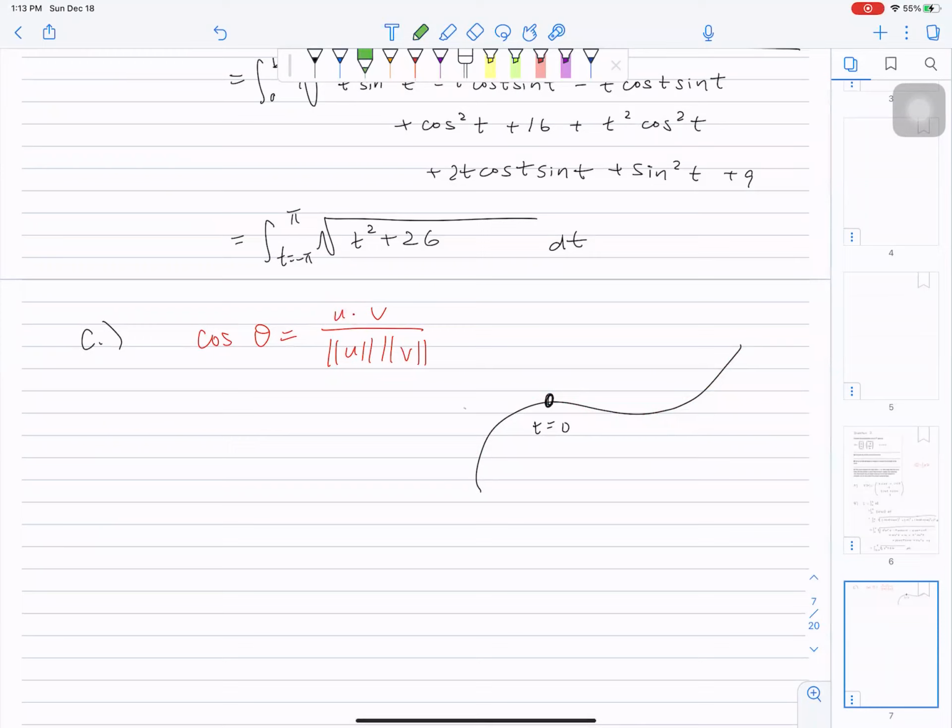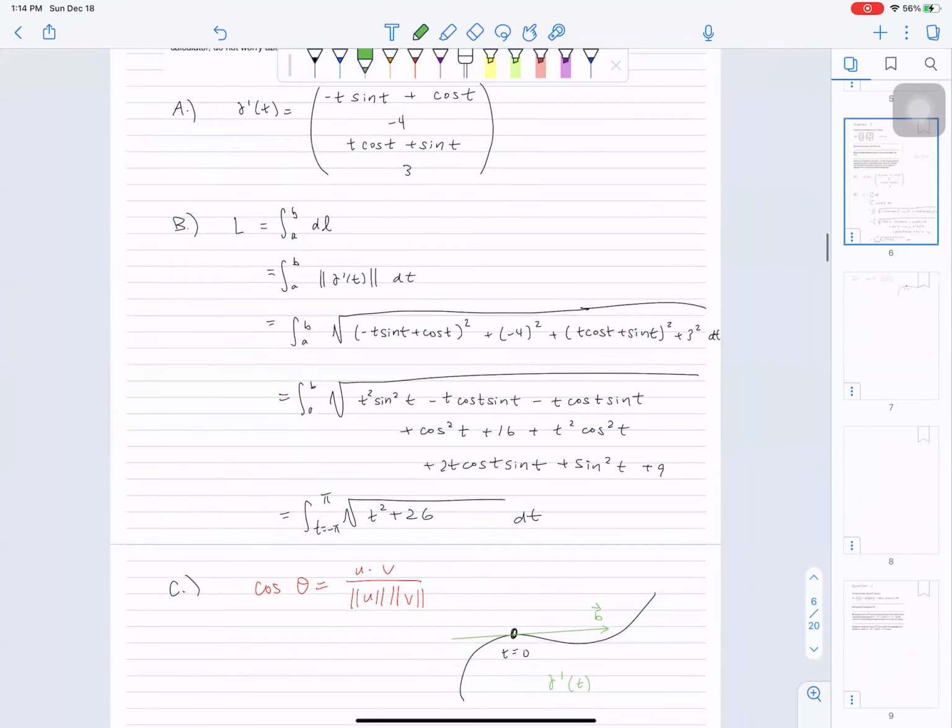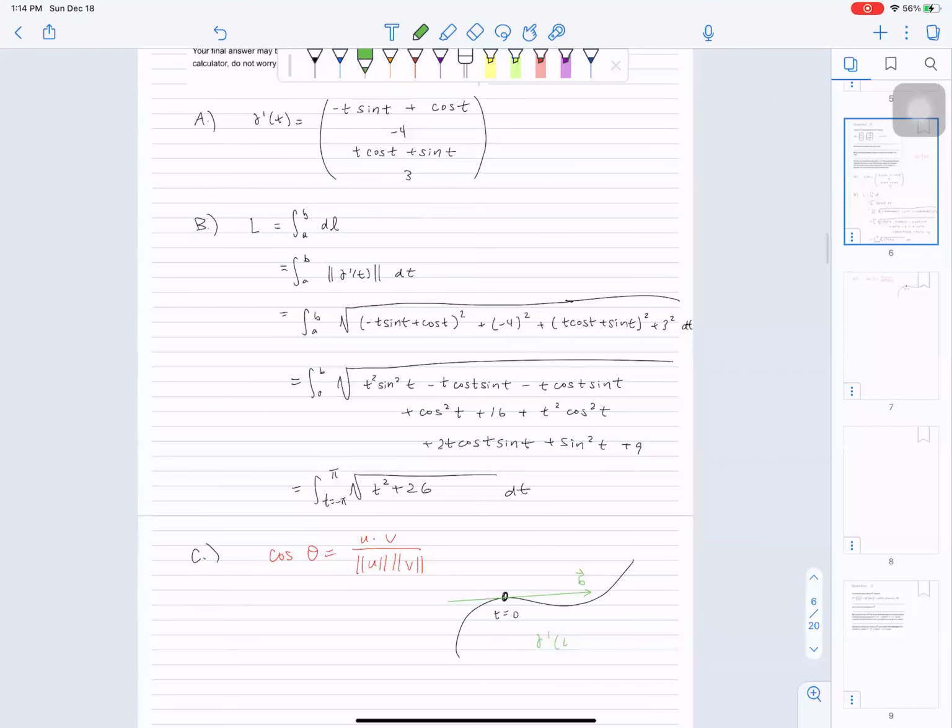So what can I do? What if I took the derivative of the curve at t equals 0? Then that would give me a vector that's tangent to my curve at t equals 0. So what is the derivative? Well, I found my derivative already. That was part A. So all I have to do is plug in 0 for t into my part A formula. So when I plug in 0, I get 0 plus 1. That's 1. I have negative 4, 0, and then 3.